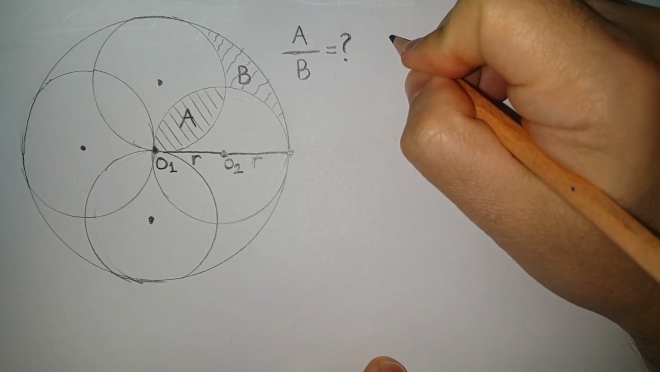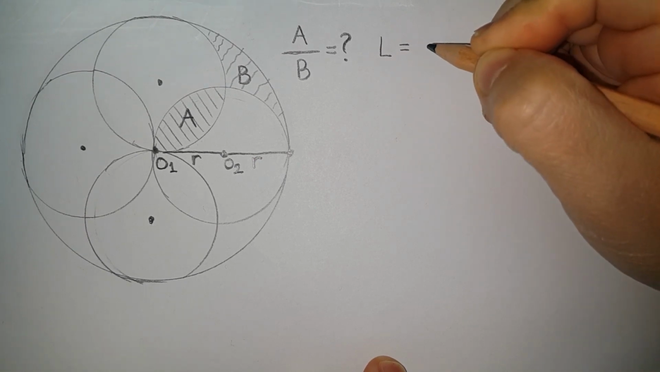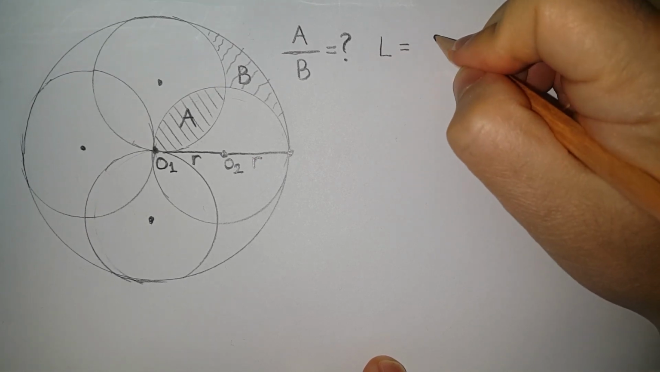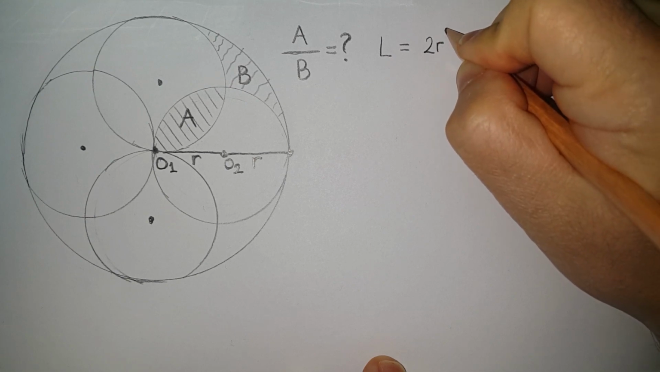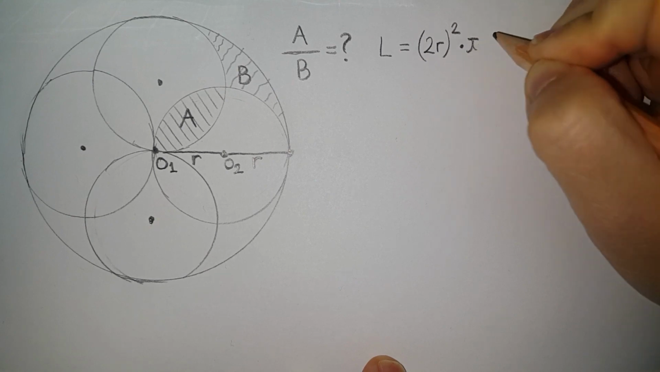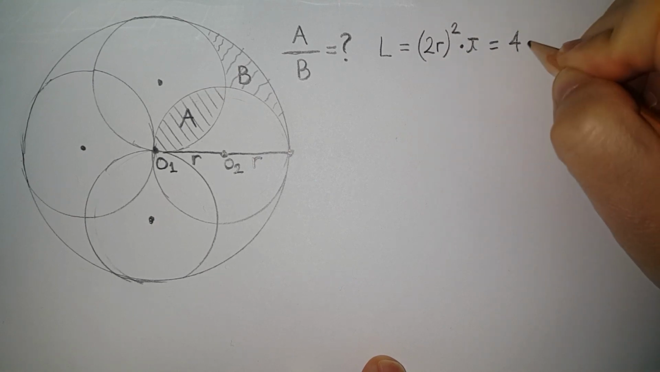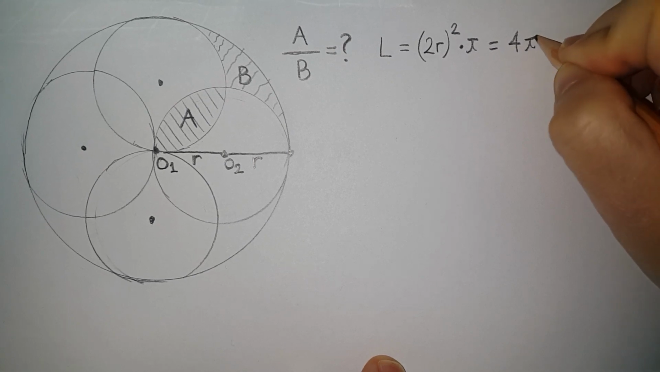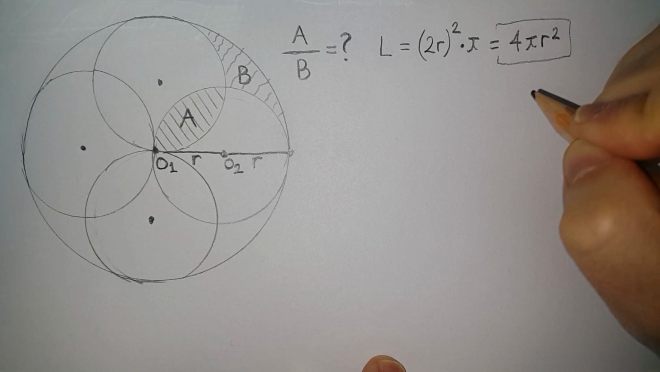So let's call the area of the big circle L because it's a large circle. So the area of the large circle is 2r, that's the radius of the large circle, squared times pi. And that equals 4 pi r squared. So that's the area of the big circle, the area L.